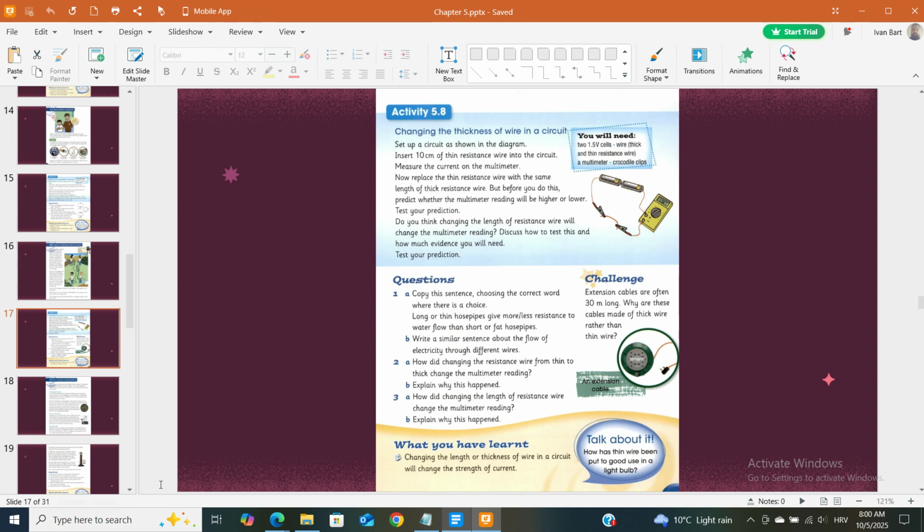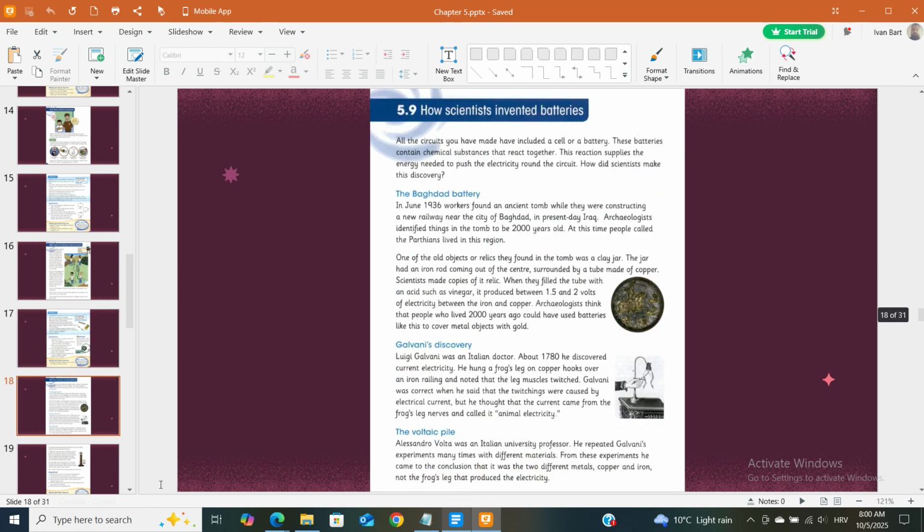Challenge. Extension cables are often 30 meters long. Why are these cables made of thick wire rather than thin wire? An extension cable. Talk about it. How has thin wire been put to good use in a light bulb?